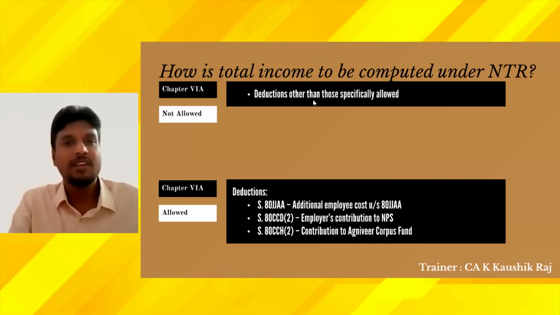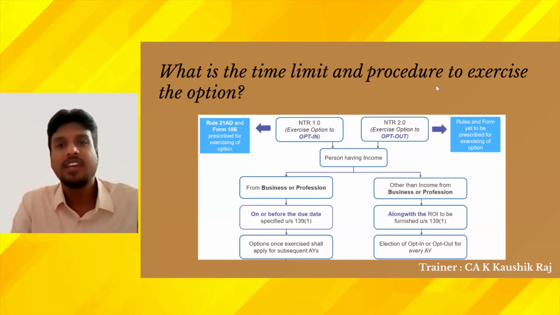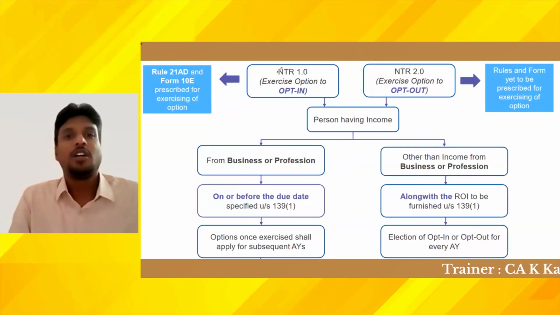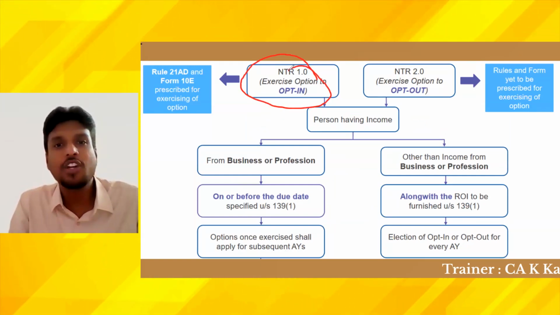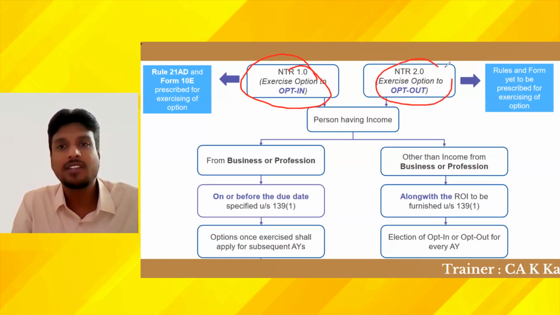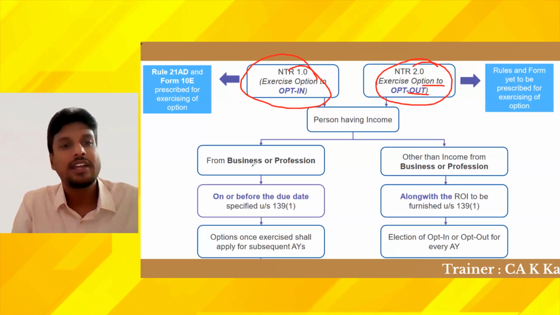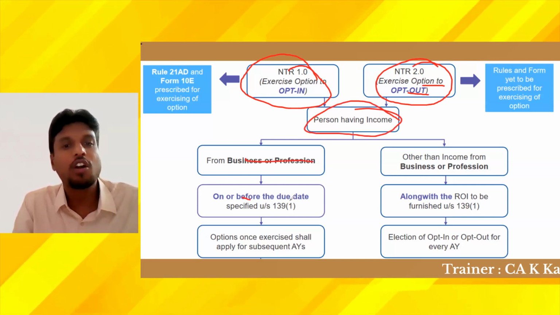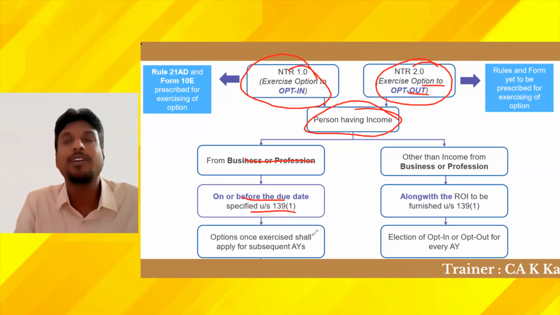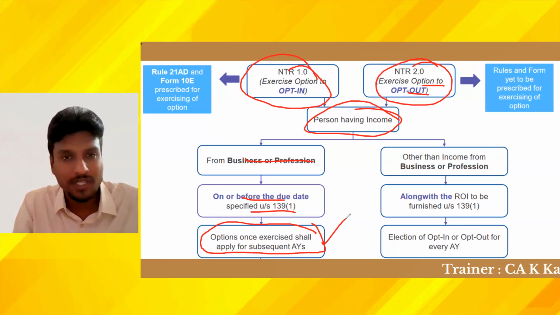Now, what is the procedure to claim? These are how to compute. We know that under new tax regime 1.0, there was an option to opt into the new tax regime. In case of new tax regime 2.0, you exercise the option to opt out. A person having income from business or profession must exercise the option on or before the due date specified under section 139(1), and the option once exercised shall apply for subsequent years.